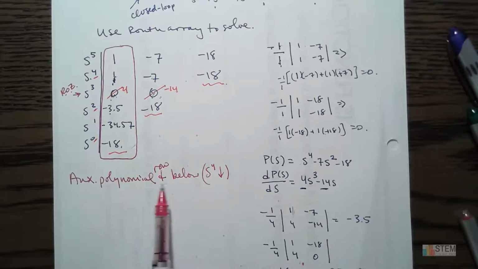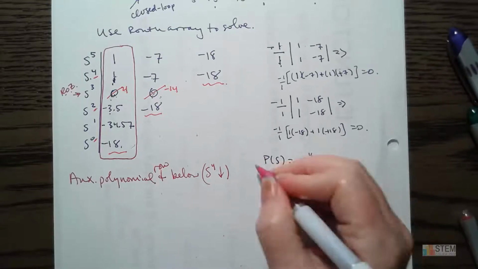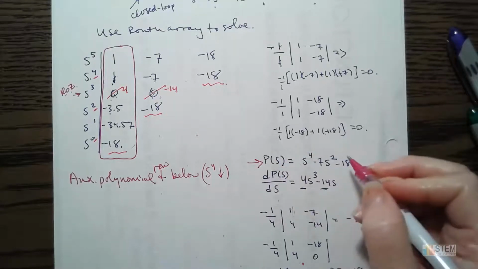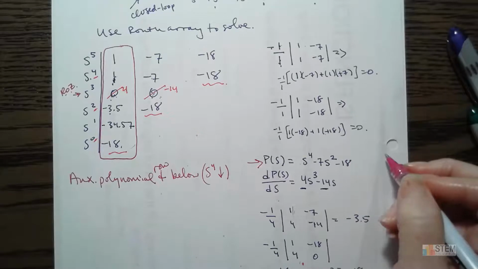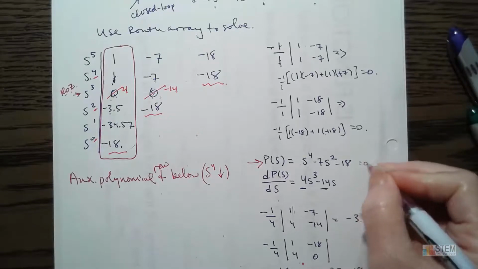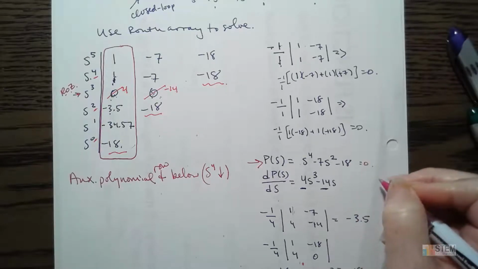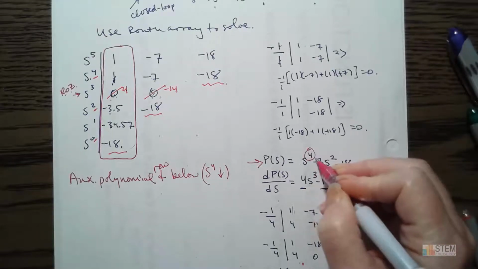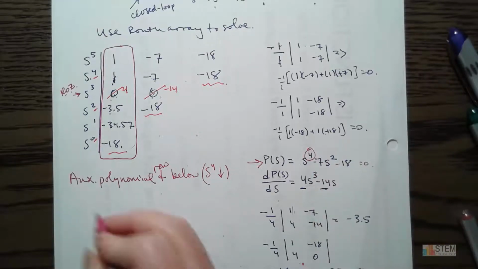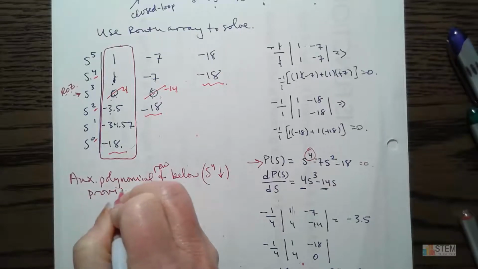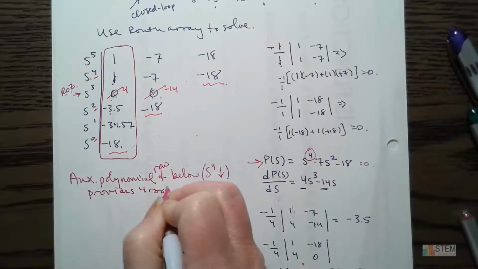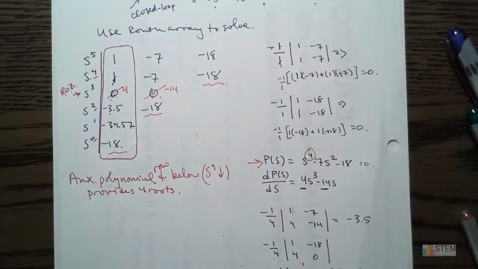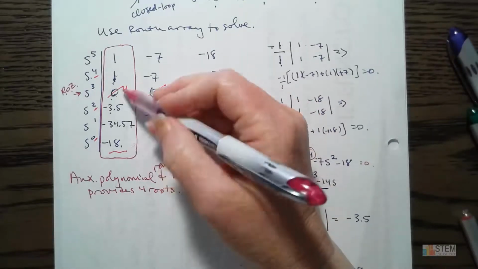Now the auxiliary polynomial, which is right here, how many roots does that give us? Like if I were to set this to 0, how many values of s would we find? We would find 4, right? And we know that because of the exponent. Okay, so this one provides 4 roots. So now we know we got 4 roots from here.